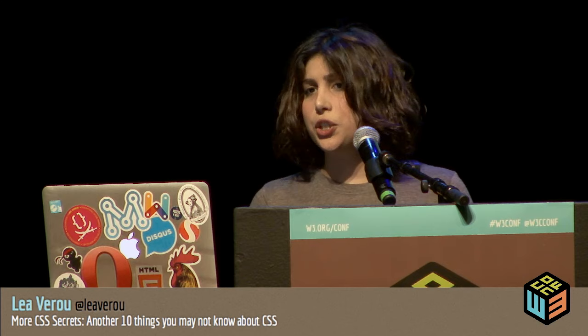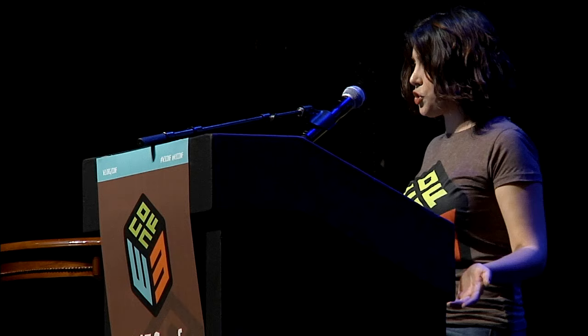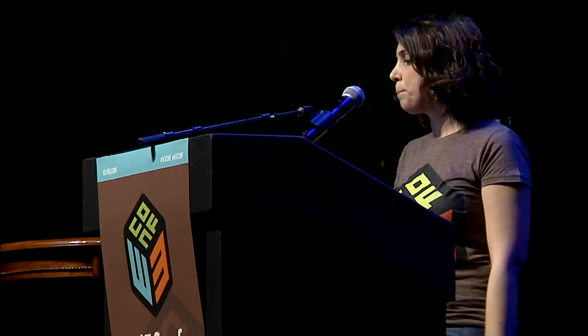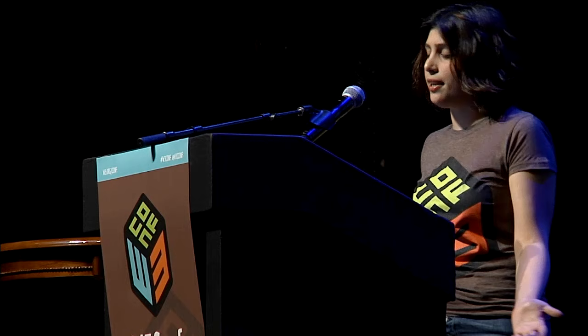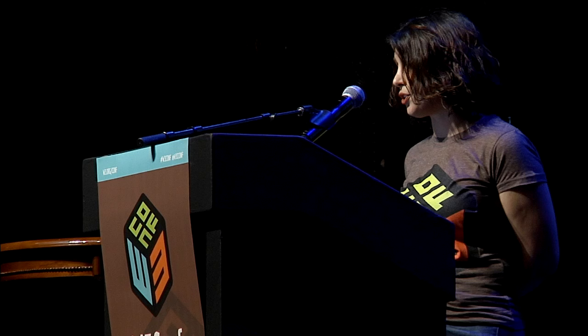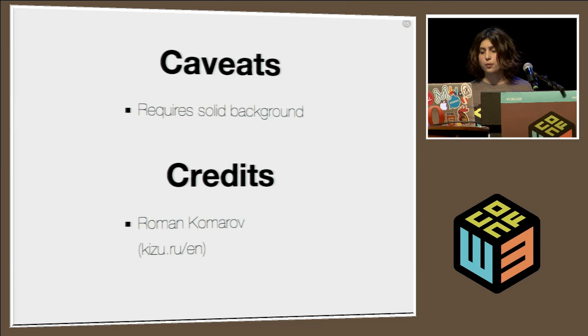The main secret behind this technique is background-attachment: local. That's all you need. The shadow could just be a gradient, and you can make it any way you want if you use a background image instead of a gradient. The caveat of the second technique is that it requires a solid background. In the first one, where you don't use gradients to mask the shadow, background could be anything. And I should credit Roman Komarov for this technique. He came up with the first version, where he used pseudo-elements and not background-attachment: local, and then I suggested we could use background-attachment: local to make it simpler instead of needing pseudo-elements.